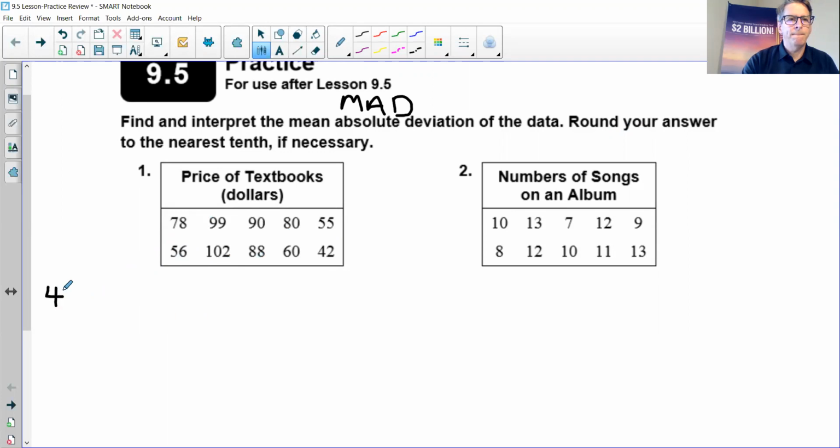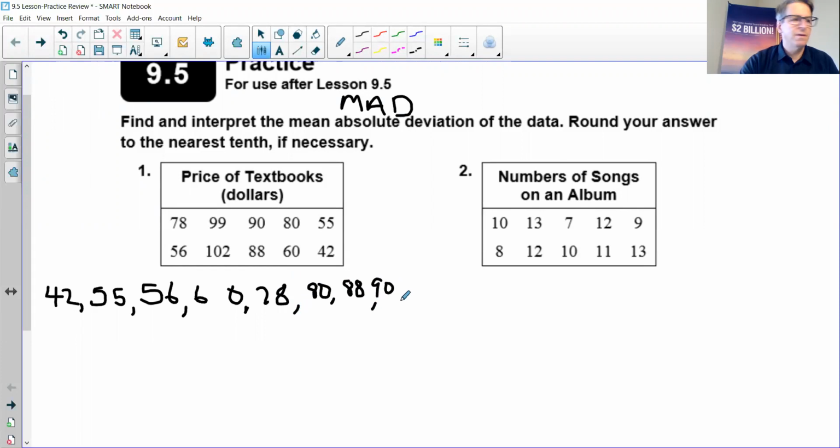42, 55, 56, 60, 78, 80, 88, 90, 99, 102.